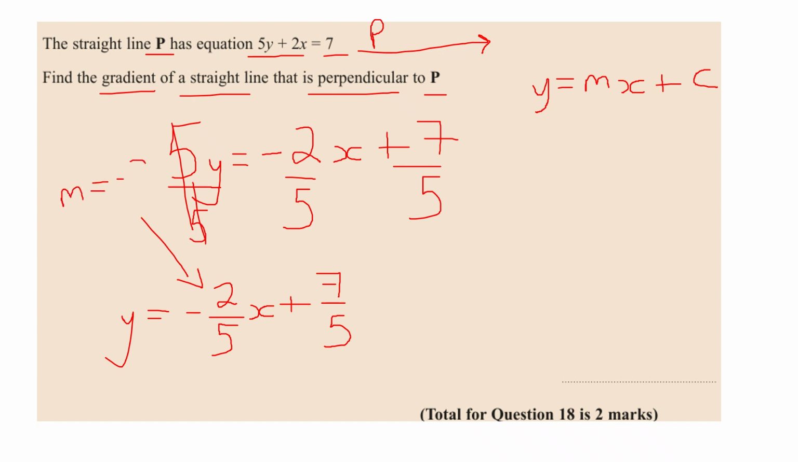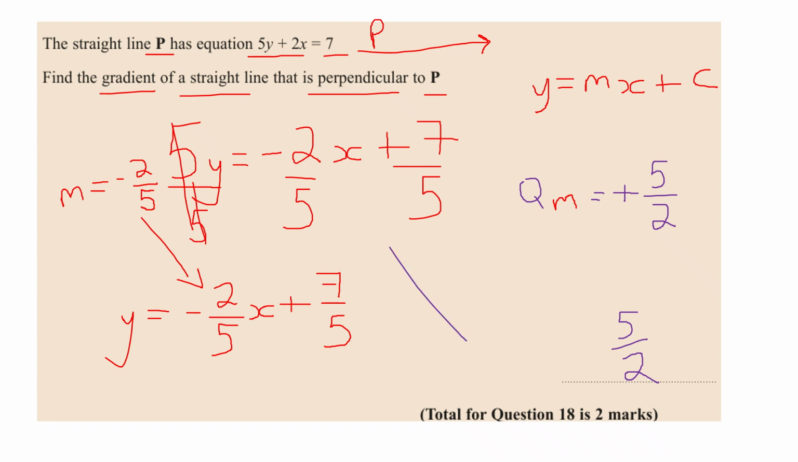Now the perpendicular gradient is the negative reciprocal of our current gradient. That means I'm going to flip it and then negate it. Because it's negative, it's going to become positive. I'm going to call the perpendicular gradient QM, for our new line. So I flip this, it becomes 5 halves, and the two negatives make it positive, so the gradient of a line that is perpendicular to P is 5 halves, or 5 over 2, or 2.5.